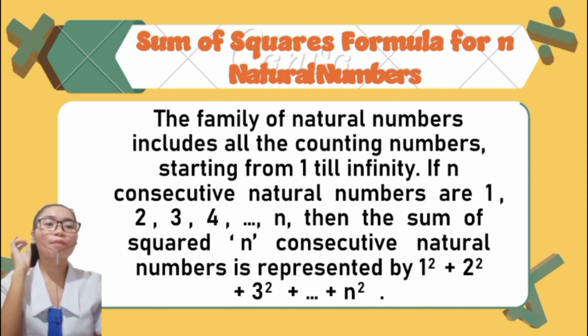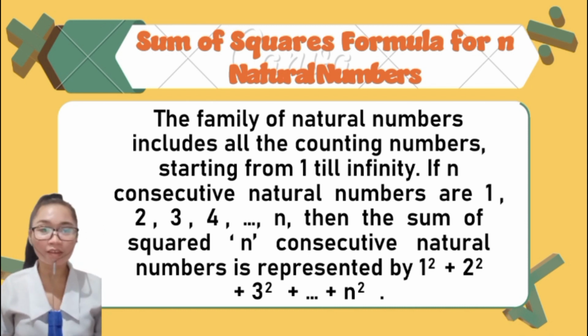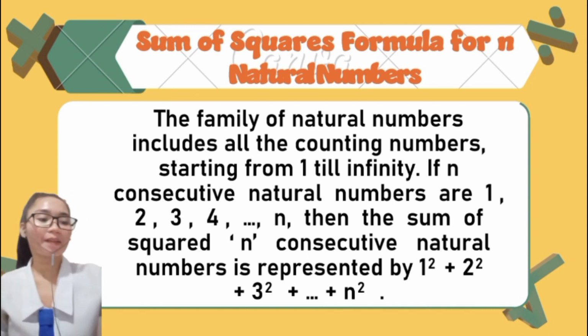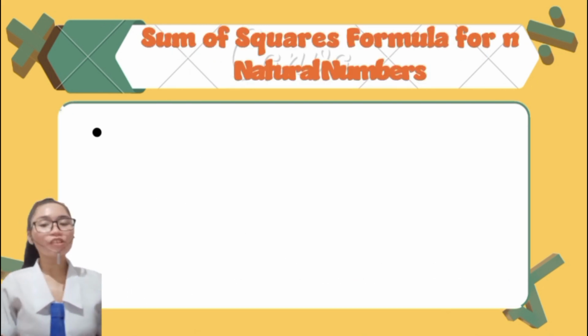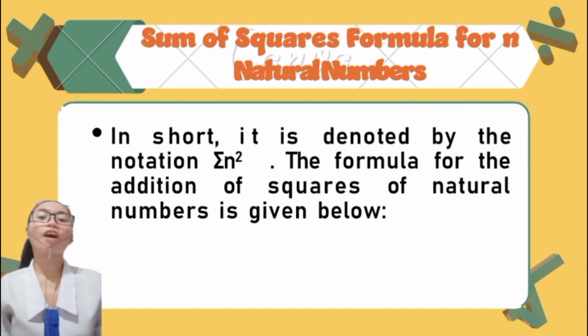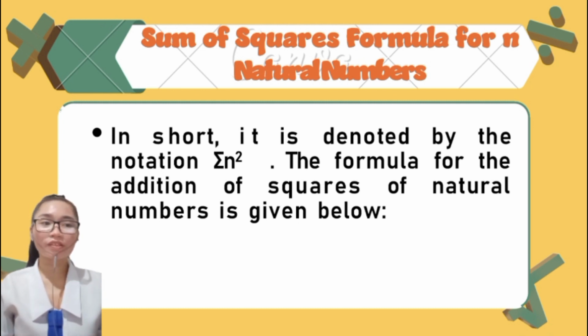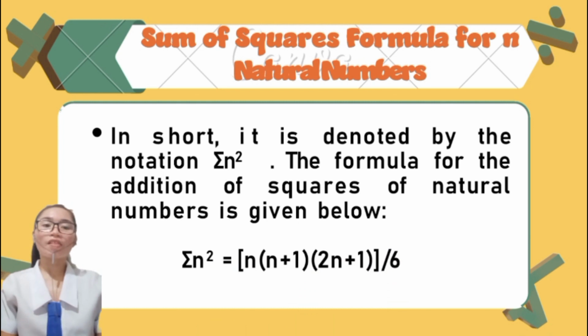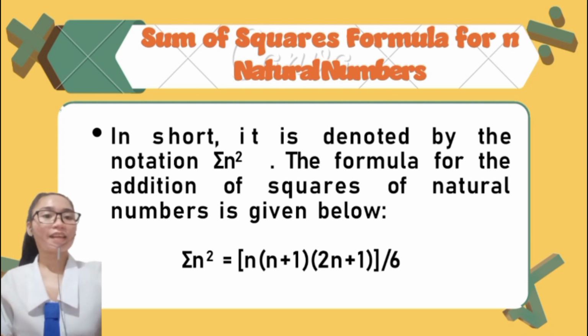So if n consecutive natural numbers are 1, 2, 3, 4 until n, then the sum of squared n consecutive natural numbers is represented by 1 squared plus 2 squared plus 3 squared plus up until n squared. In short, it is denoted by the notation presented on the screen, the summation of n squared. So the formula for the addition of squares of natural numbers is presented. As you can see, the summation of n squared is equal to the quantity n times n plus 1 times 2n plus 1 all over 6. So that would be the formula.